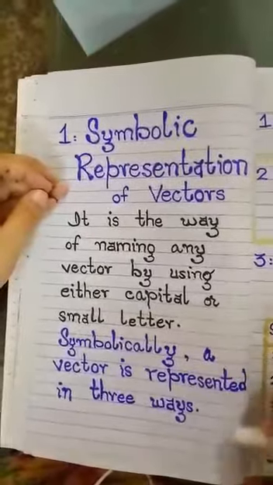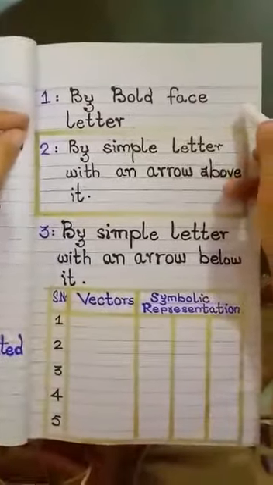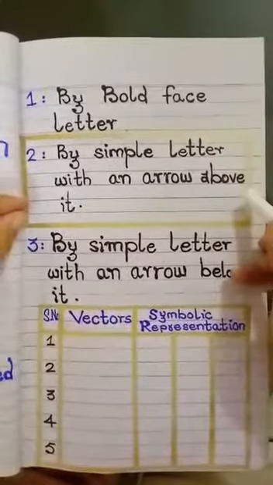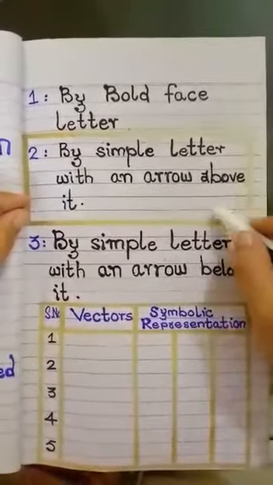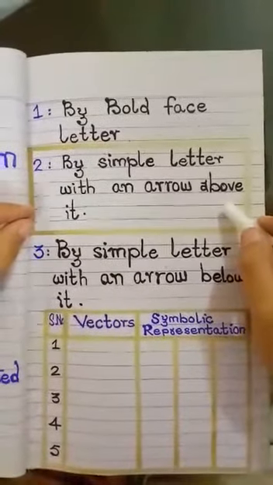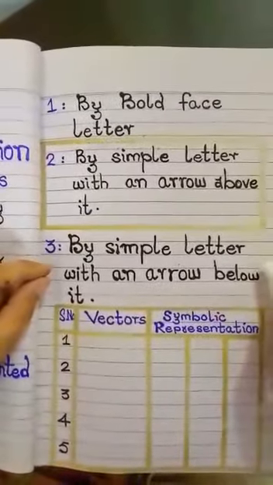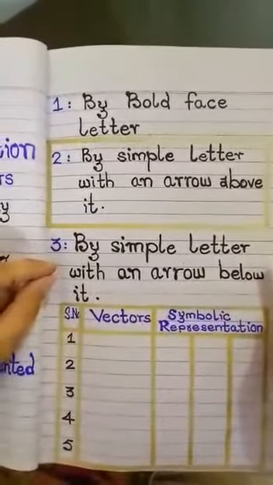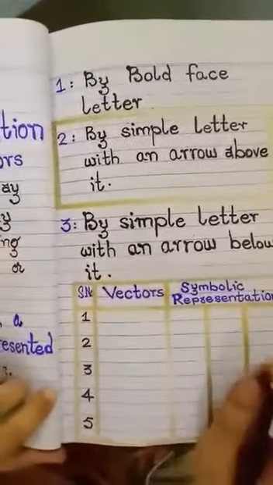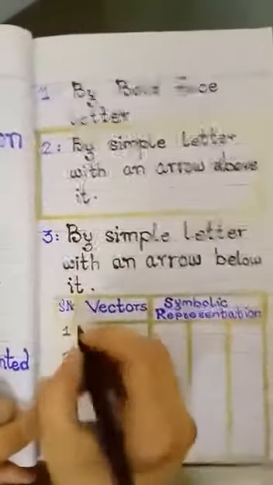Symbolically, a vector is represented in three ways. First, by bold-faced letter. Second, by simple letter with an arrow above it. And this representation is used in our books. Third way, by simple letter with an arrow below it. Now, I am writing some examples of vectors and their symbolic representations.